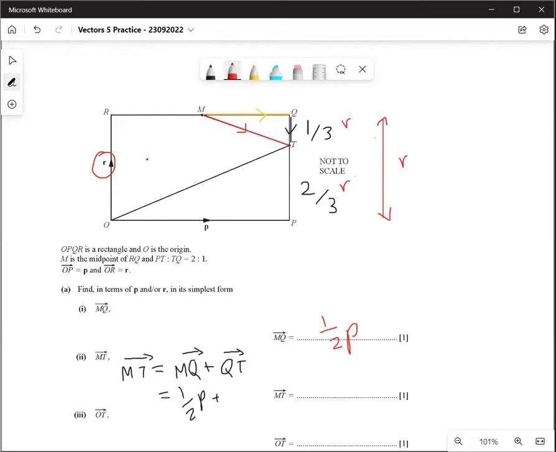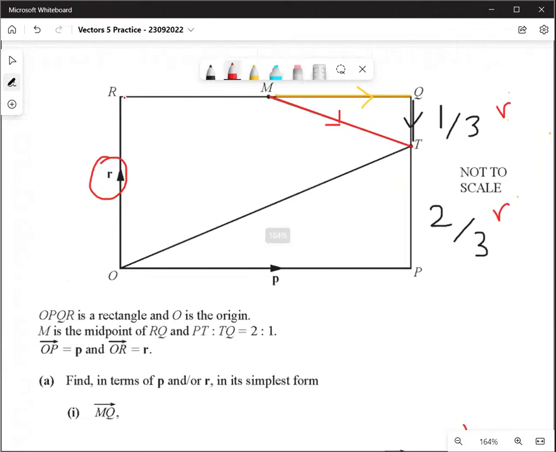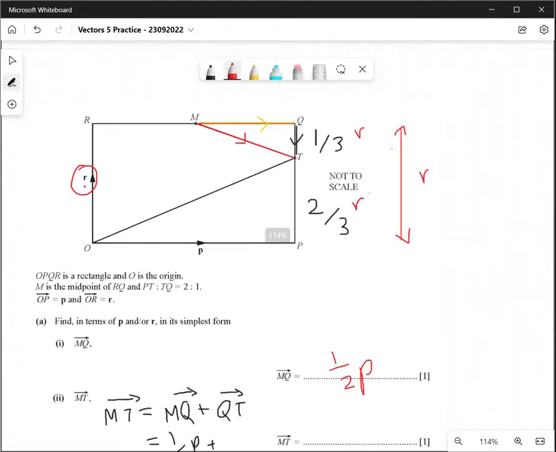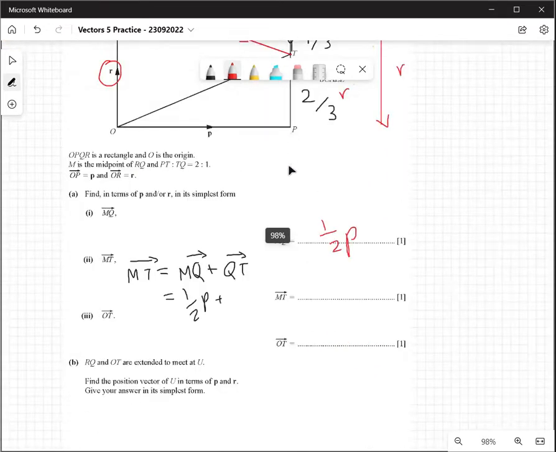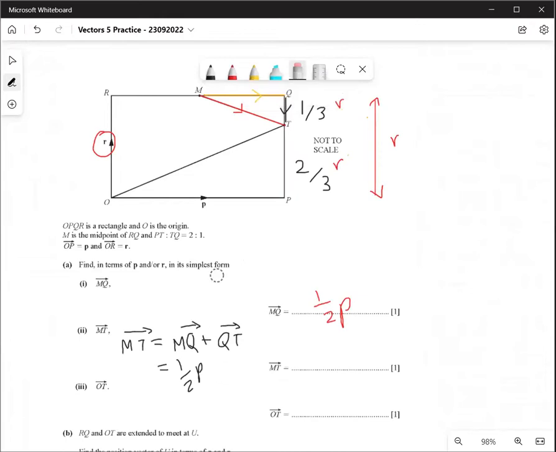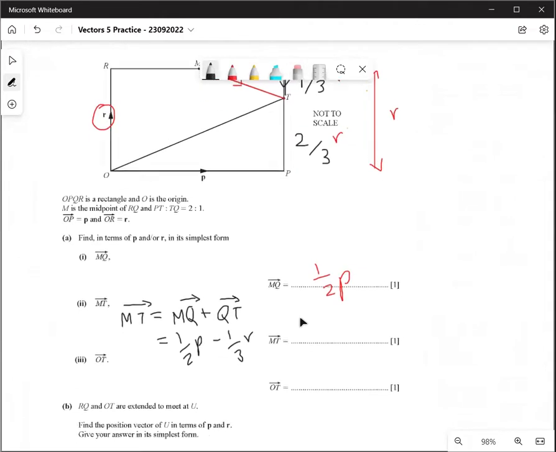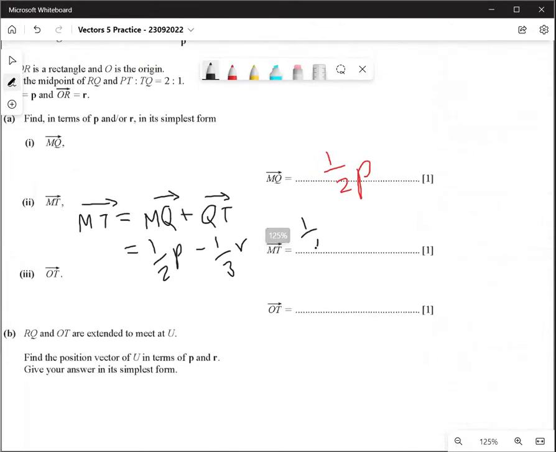But there's a problem here. What is the problem? Is R going upwards or downwards? Upwards. And is QT downwards or upwards? Downwards. So we write minus R. Minus 1/3 R. Okay, so minus 1/3 R. That's your answer for the second one. Any doubts here? That's it.